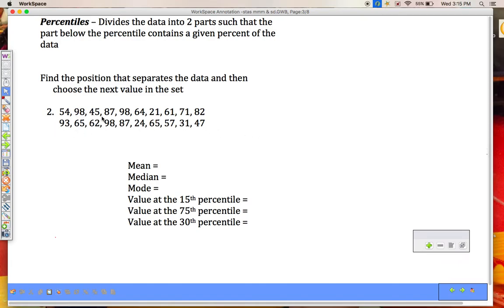All right, so we have all 20 of these: 2, 4, 6, 8, 10, 12, 14, 16, 18, 20 numbers. We're going to find the mean, the median, and the mode, and the value at the 15th, 75th, and 30th percentile. All right, so I'll go ahead and pause it for a couple seconds. Find me the mean, median, and the mode.